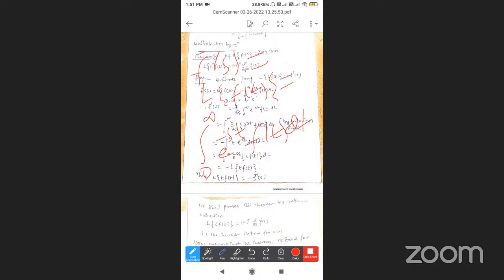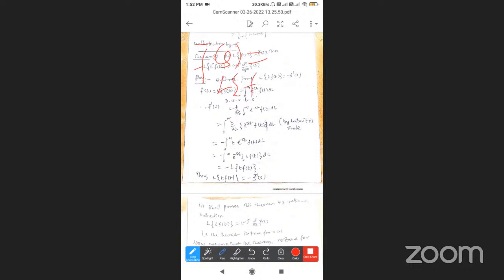So both sides, derivation with respect to s. Left hand side f bar of s is equal to the Laplace transform of f of t. The Laplace transform of f of t, original formula: 0 to infinity e power of minus st into f of t into dt. So left side derivation with respect to s, both sides.